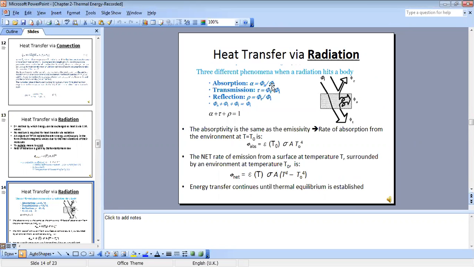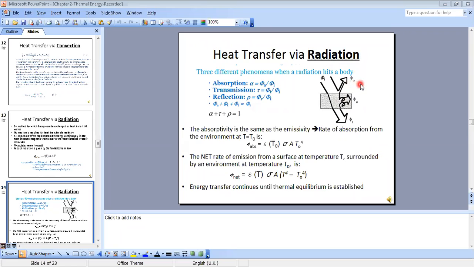Now, in order to define the coefficient in radiation, we should know that we have different phenomena that can take place when a radiation hits a body. So for example, if you look at this figure here, you have a certain flux that is incident on your surface. This is a total flux. Now, the incident flux can be divided into different parts. You can have a certain proportion that will be directly reflected.